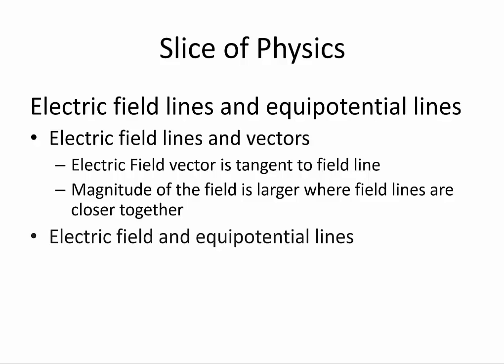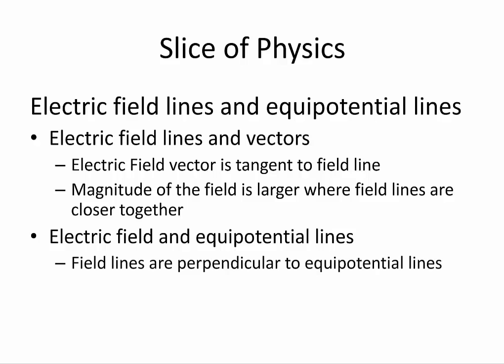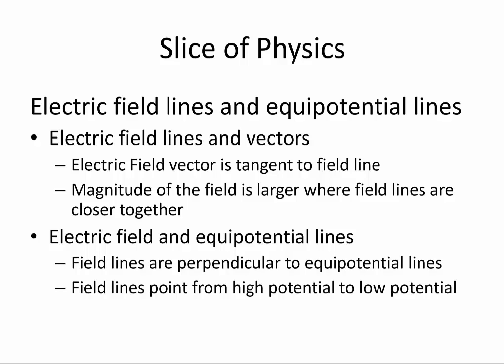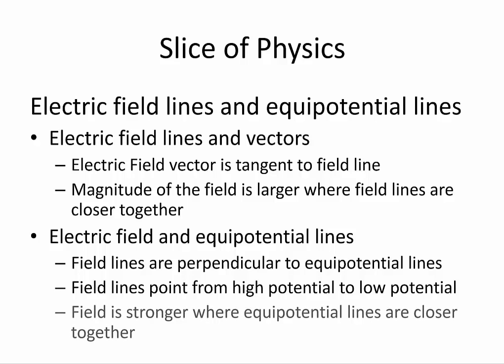Then we learned about equipotential lines as lines that connect points of equal electric potential, and then we saw how they're related to electric field lines. We saw that field lines are perpendicular to equipotential lines. We then saw that the electric field points from a higher potential to a lower potential, and we saw that the electric field is stronger where equipotential lines are closer together as well.